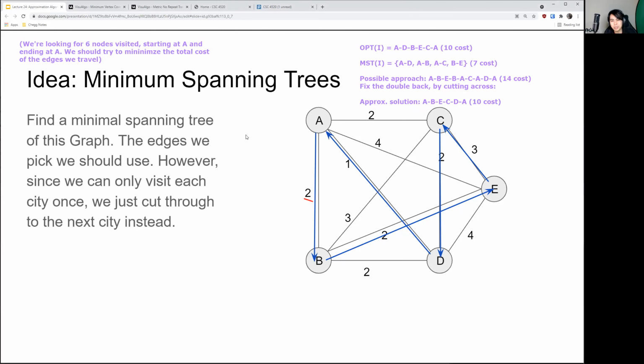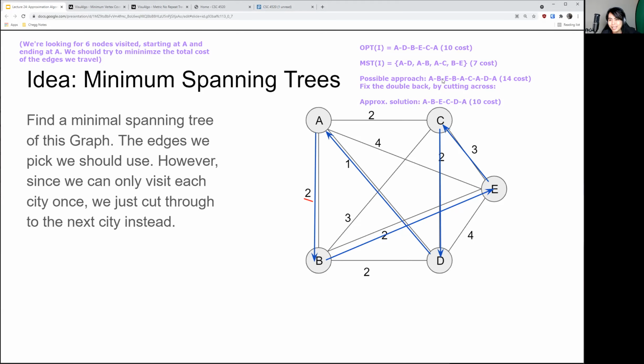We went and found the minimum spanning tree of this graph. The edges we picked, we're going to actually use. And the way we're using it is that we're going to go at the beginning and just trace through every single edge and then double back to A over and over again. And then in order to make this an actual tour, in other words, in order to avoid visiting the same node multiple times, because that's not allowed in this tour, we're just going to cut through to the next city.